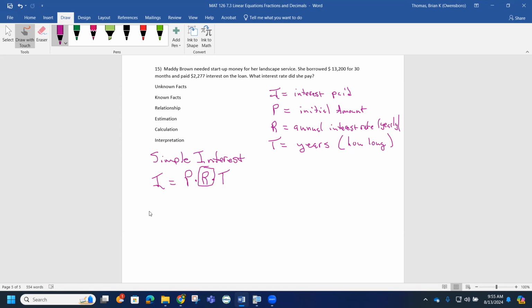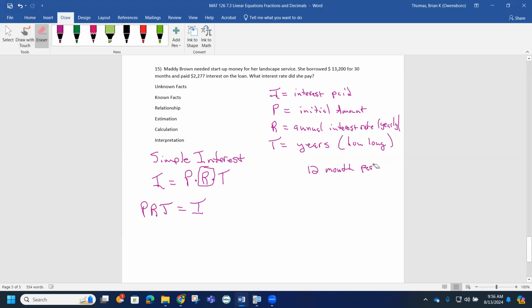For me, I would rewrite this problem where the unknown is on the left side. So the principal times the rate times the time is going to equal this I. The principal is pretty clear. The rate we don't know, but the time has to be in years. Notice that they gave us months. So one of the things we have to pick up on is that there are 12 months per year.